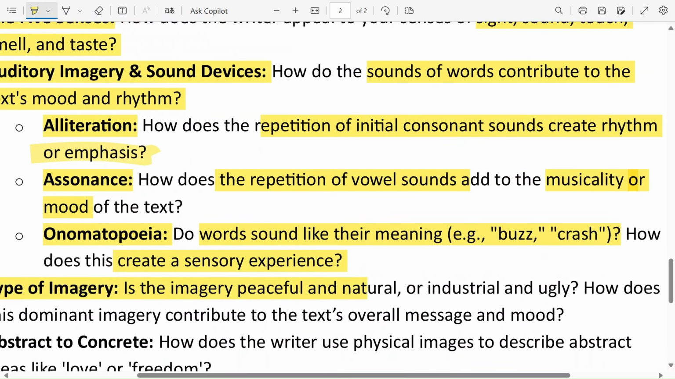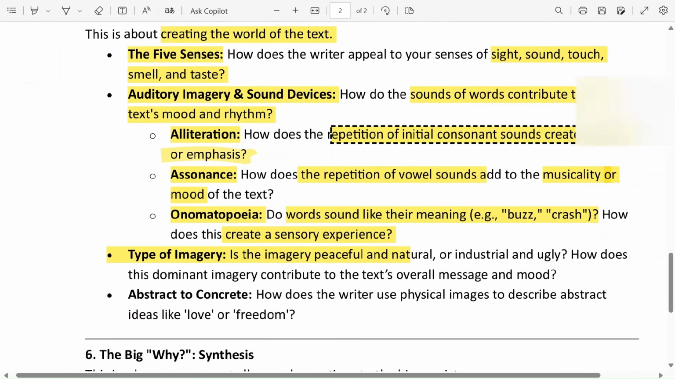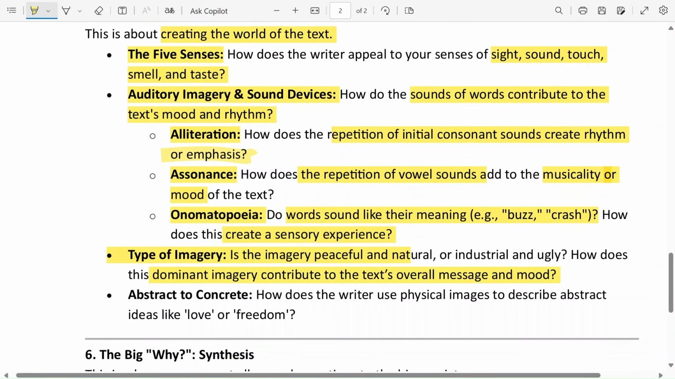You can also think about the type of imagery. Is the imagery, for example, peaceful and natural, or industrial and ugly? How does the dominant imagery contribute to the text's overall message and mood? And finally, how does the writer move from abstract to concrete? We had a great example of this in one of the recent videos. I'll link it in the description below. Do they use physical, tangible images to describe abstract ideas like love or freedom?